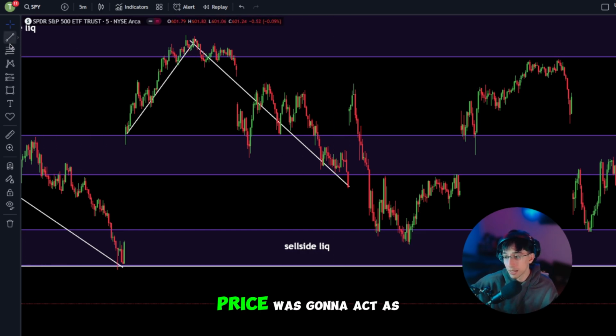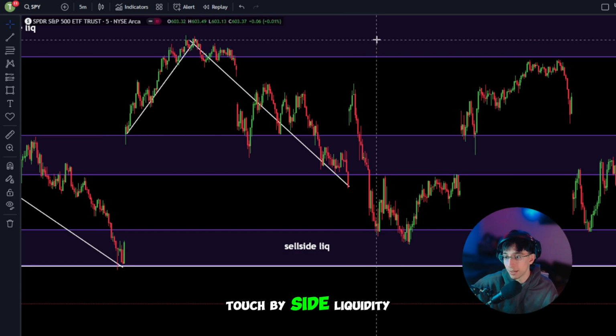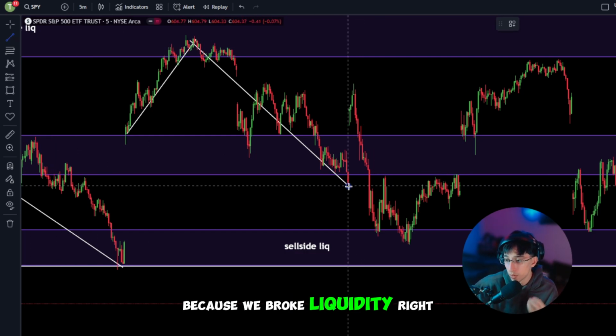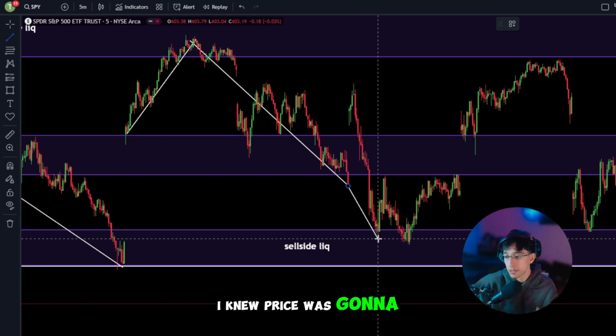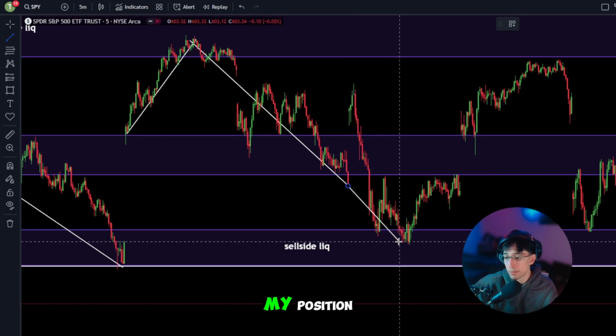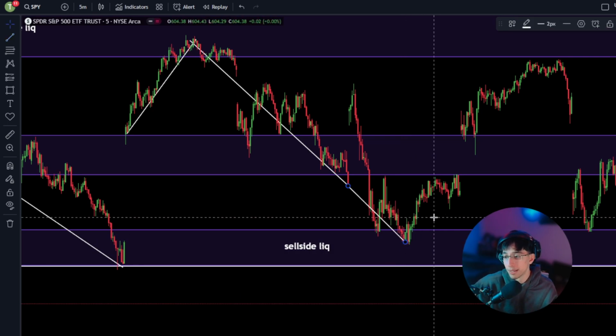I knew that price was going to act as a magnet to sell side before it was ever going to touch buy side liquidity, because we broke liquidity right here. So despite opening up here, I knew price was going to sell off the sell side, so I ended up holding my position, and we sold that position for a nice hefty profit in the middle of the next day.